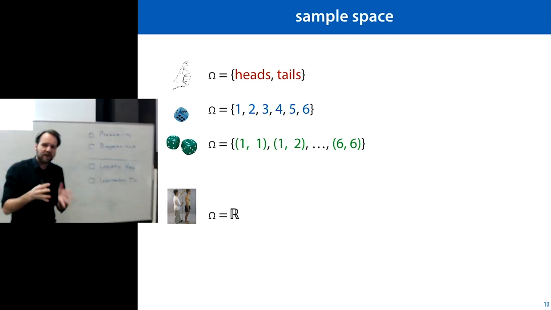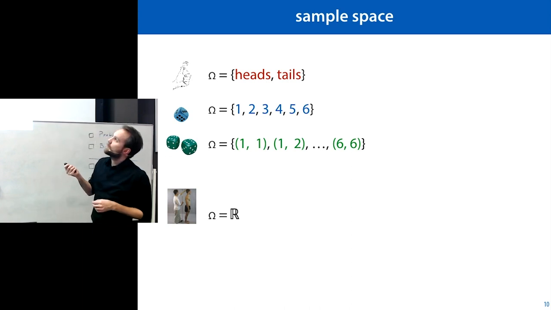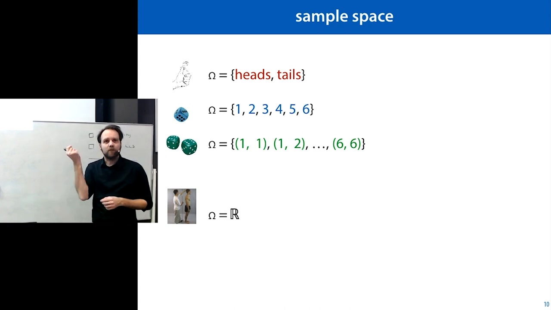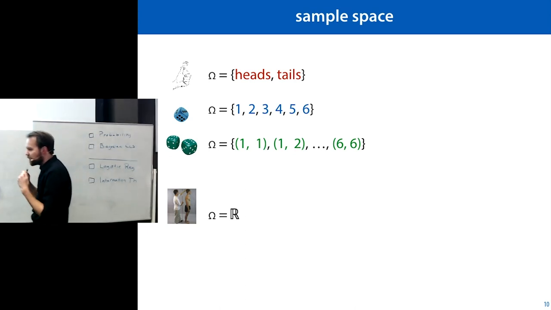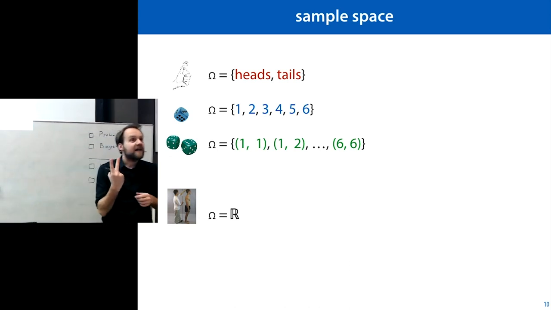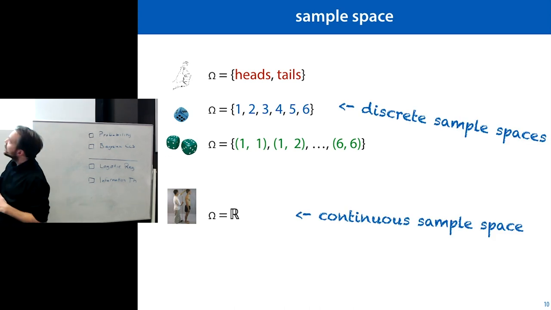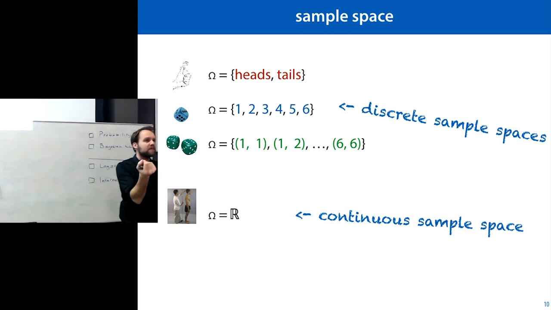a sample space is the space of all single outcomes. So if you flip a coin, you can have either heads or tails. That's one single outcome, and these are the single mutually exclusive outcomes of your experiment. If you roll a die, it's between 1 and 6. If you roll two dice, then it's all pairs of numbers between 1 and 6, because each die that you roll has a different outcome. These are all discrete sample spaces, because between two outcomes, there's not a bunch of other outcomes.